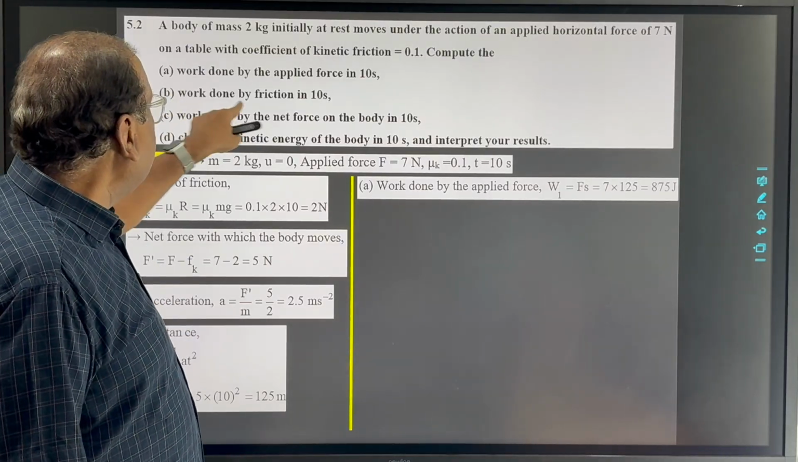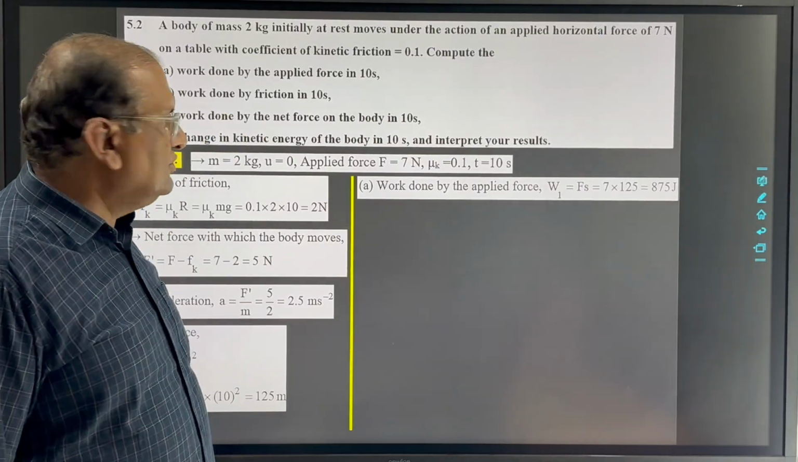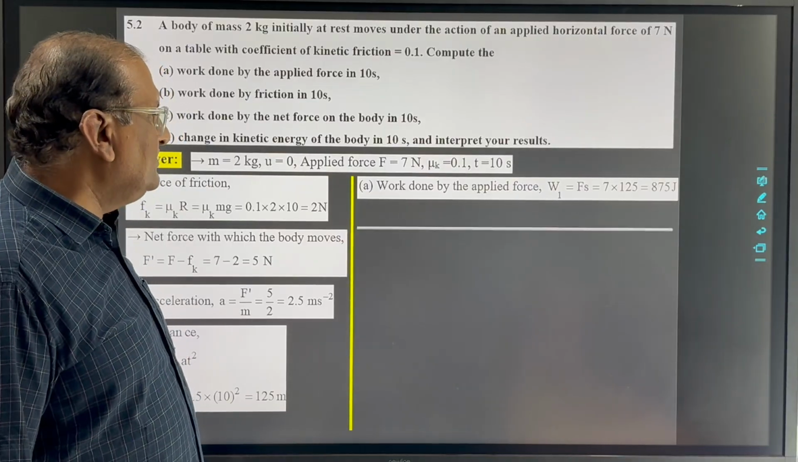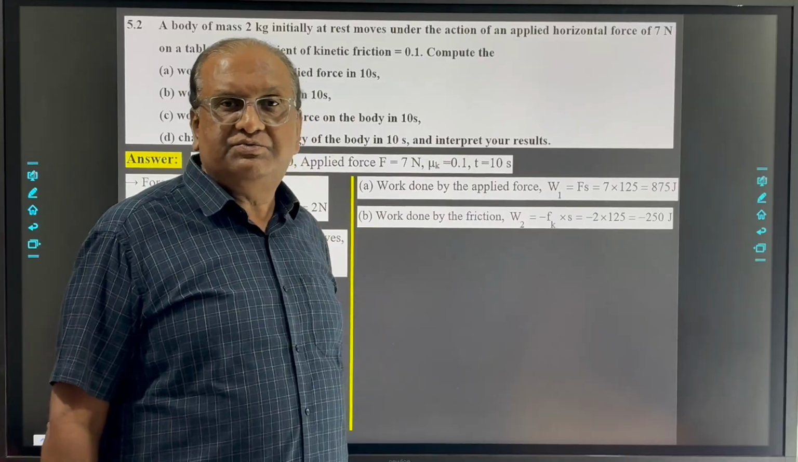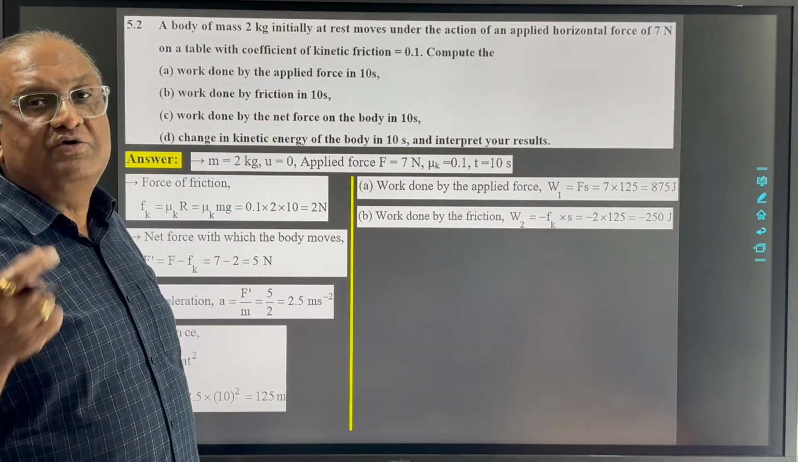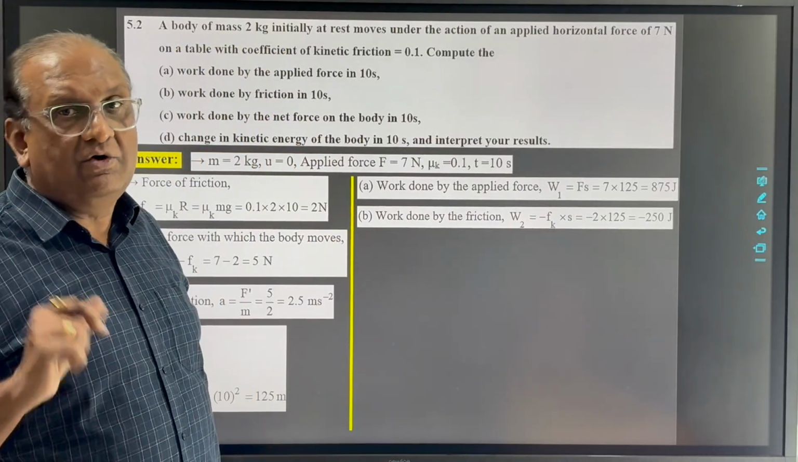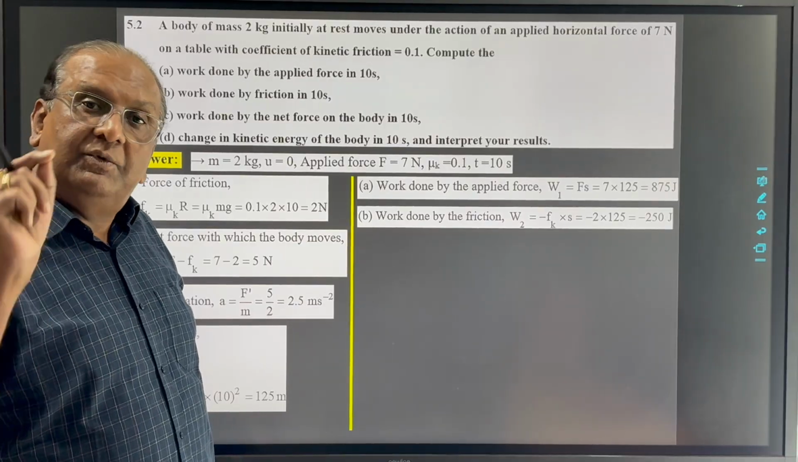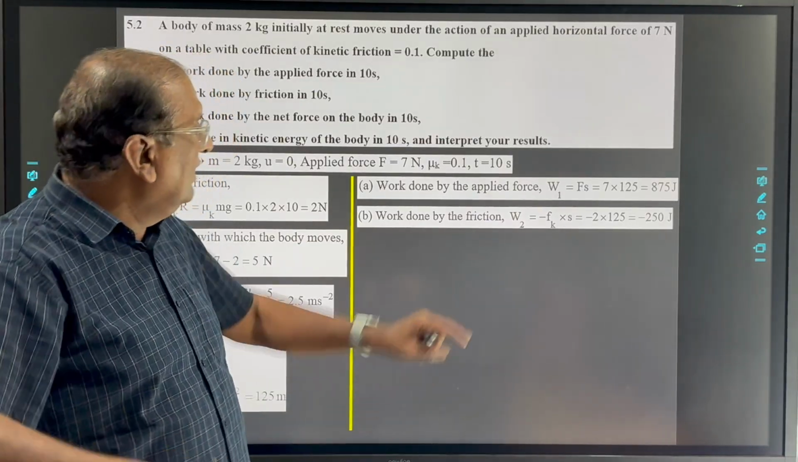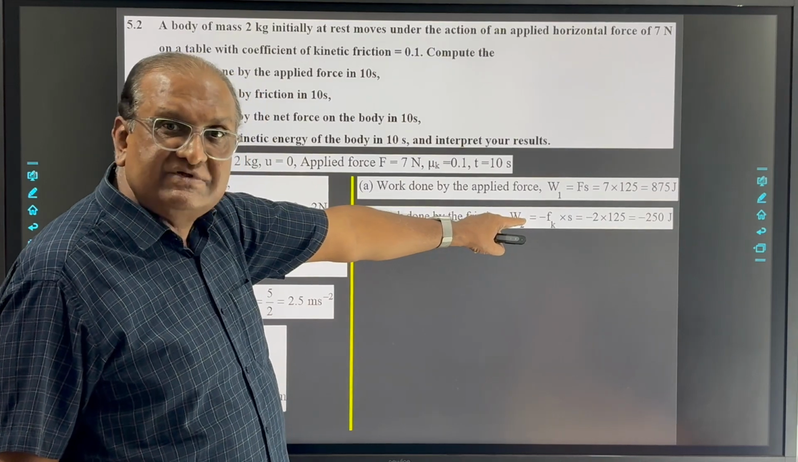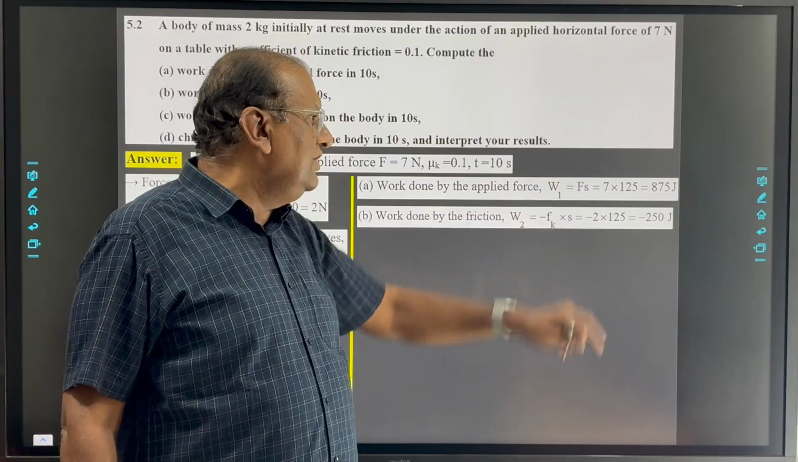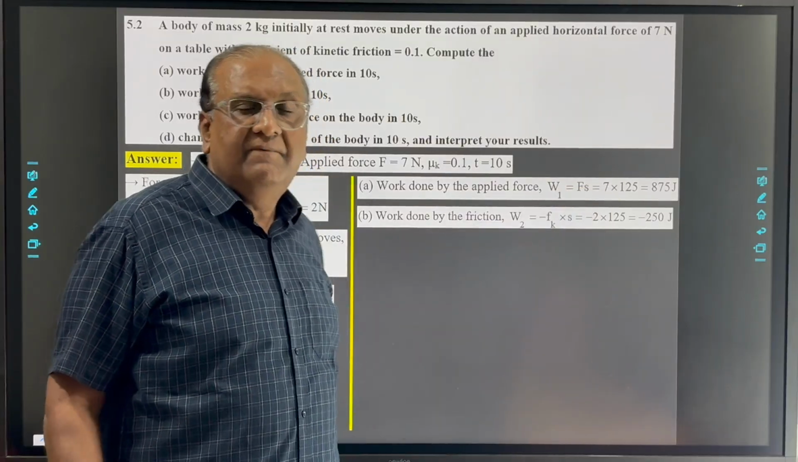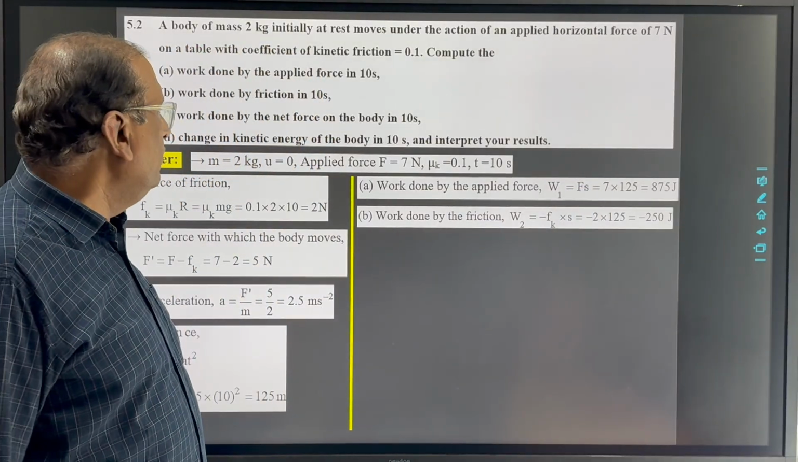Second, work done by friction. So again, frictional force into displacement. Work done is frictional force into displacement, but the frictional force is in the opposite direction of displacement, or opposite to the direction of motion. So here we have to introduce a negative sign. So minus Fk into S, that is minus 2 into 125, that is minus 250 joule.